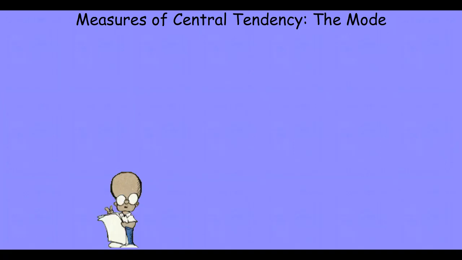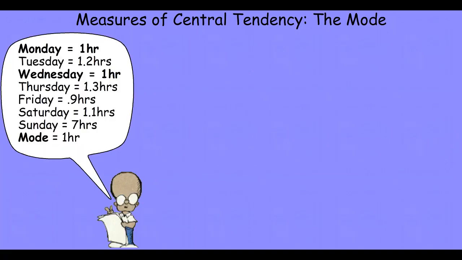So let's see how the mode would work out. Going back to that marathon study session, we see that on Monday you studied for an hour. On Wednesday you also studied for an hour. That is the most frequent value. And so your mode is 1 hour. And again, you've avoided that distortion from your outlier study marathon.